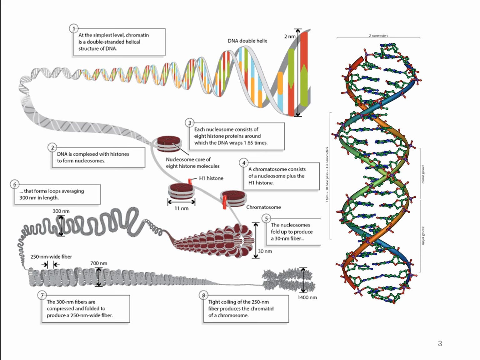So we just have to keep in mind a few terminologies here. One is the double helix DNA and the other is the nucleosome. What is a nucleosome? It is when the DNA double helix coils around the histone protein. And what is a chromatosome? When the H1 histone attaches with the nucleosome, that is the chromatosome.